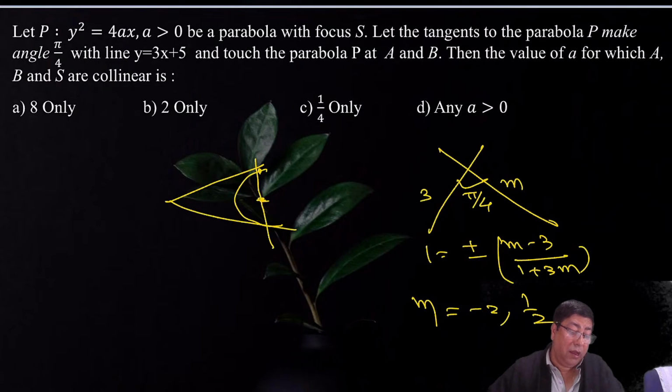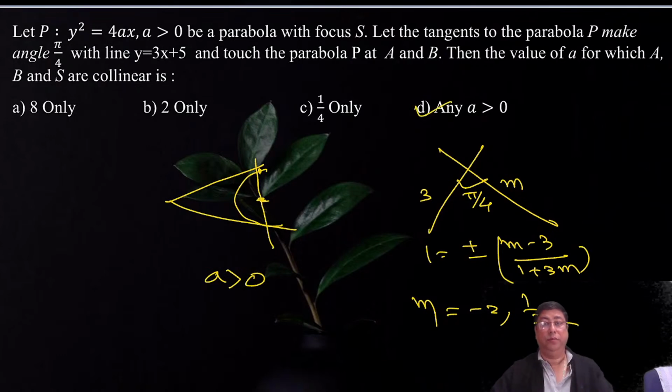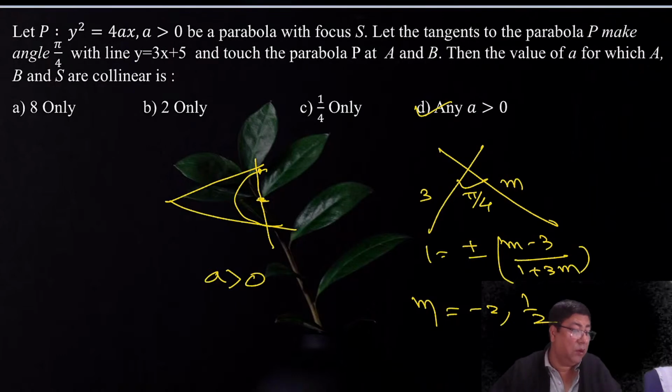Collinear, and the value of a should always be greater than 0. So option number 4 is the answer. It means, everybody, we have to study the shortest possible way. For this, what you have to do is nothing but the theoretical part. Mainly for conic sections, the theoretical part is important.